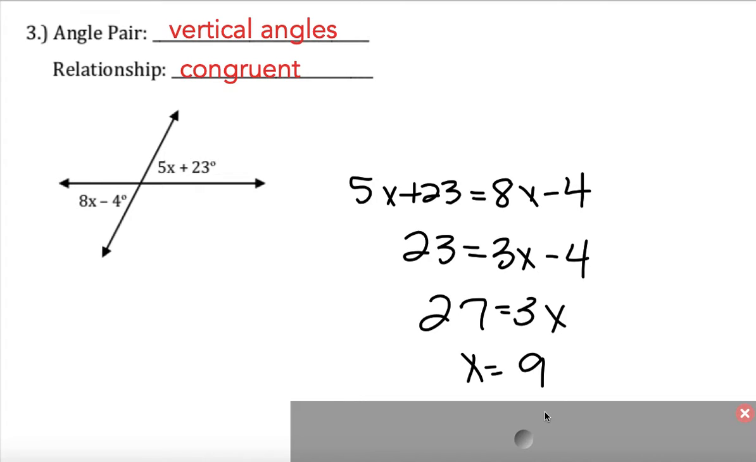What I'd like you to do here is to hit pause and attempt examples 4, 5, and 6. And when you are done, hit play and see how you did.